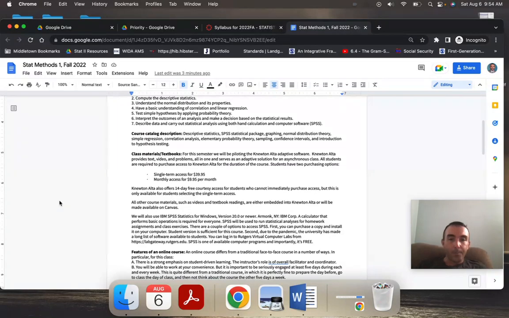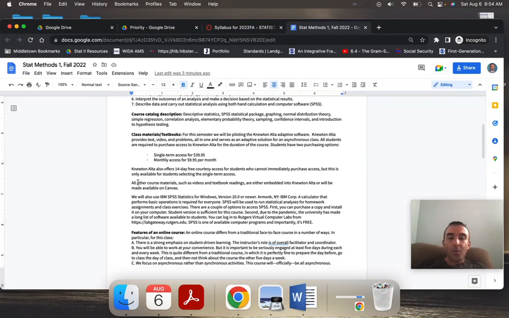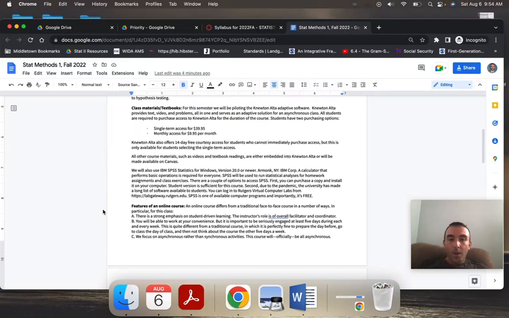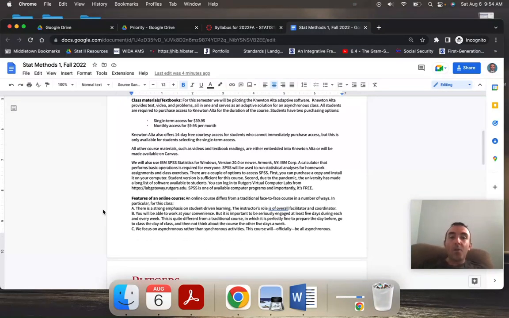I recommend getting the single term access because we will need it for September, October, November, December. I don't think there's a price difference, maybe a few cents, versus buying it month by month. If you can't purchase it immediately, there's a 14-day trial, so I recommend getting it sooner than later to avoid that whole element, but in case there's any issue, there is a trial available. I will house everything on Canvas, so you don't need to worry about purchasing anything outside of that.